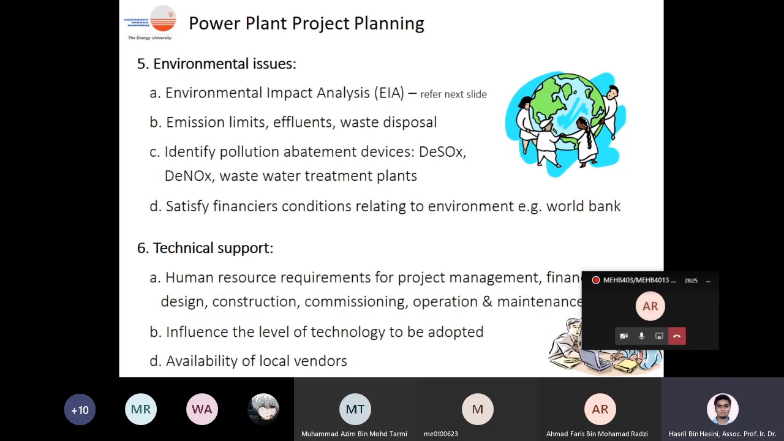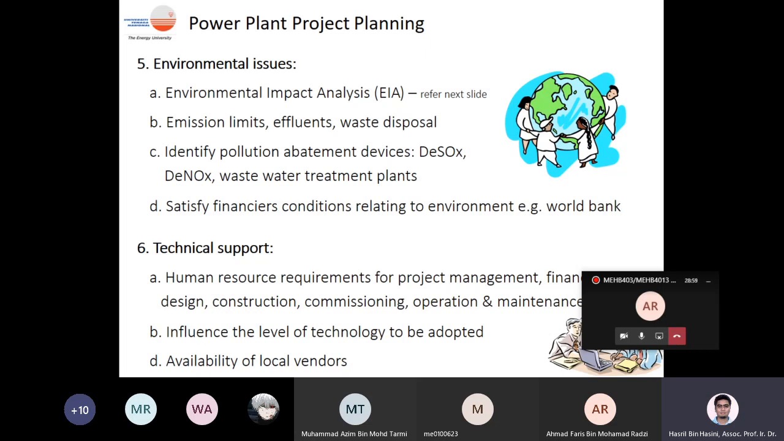It's even tough in the sense that you have to train your operators to be well expert, especially for those working in the nuclear plant. So you have to show this to your financial or to your policy makers before they allow us to construct the new power plant. It influences the level of technology to be adopted. This is especially true for nuclear.